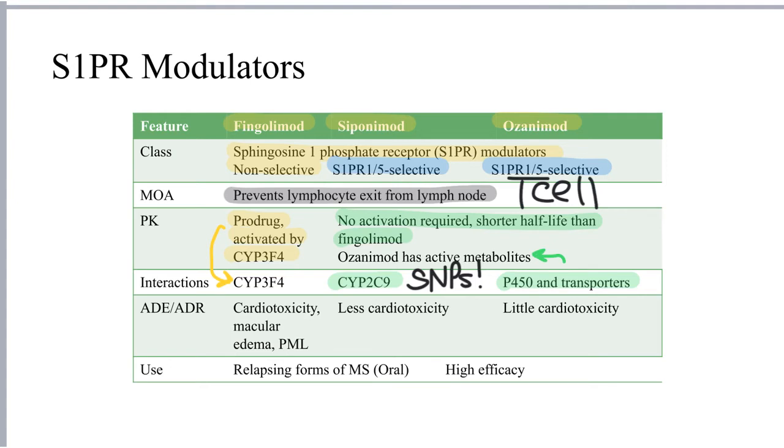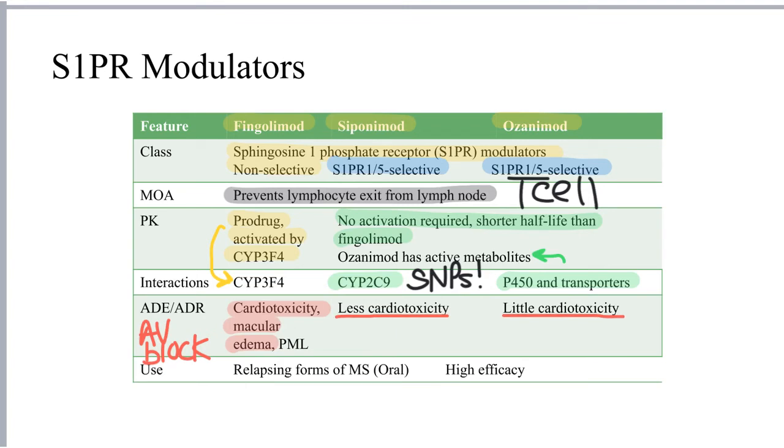Now, the primary adverse effect associated with the use of fingolimod is cardiotoxicity and to a lesser extent macular edema. Use of fingolimod is associated with AV block, and this toxicity is often problematic related to its use. This is where the newer agents, siponimod and ozanimod, come in, being more selective for S1PR subtypes 1 and 5. Siponimod was shown in clinical trials to have less cardiotoxicity than fingolimod, and ozanimod really has little to none.